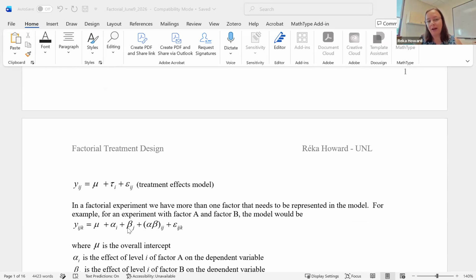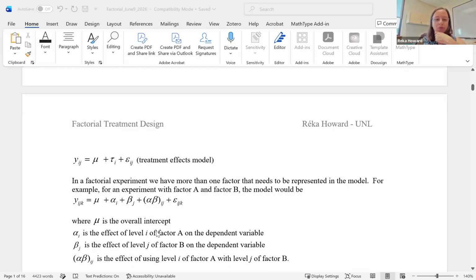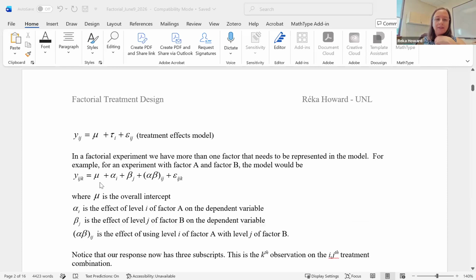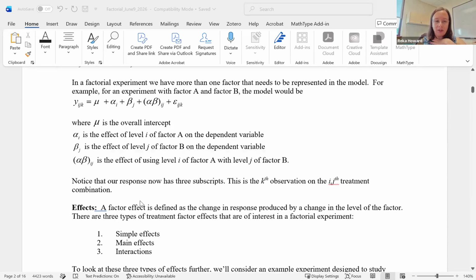So I will denote them by alpha and beta. You can use other letters. I just chose those. It doesn't matter what letters you choose. And then this is how you are including the interaction. So the alpha times beta is included too. Everything is explained in the document, what term describes what.